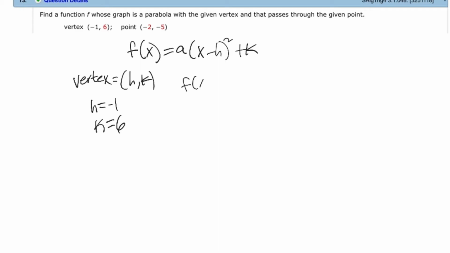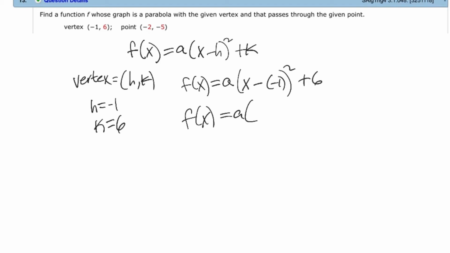So we have f(x) = a(x - (-1))^2 + 6. But when we subtract negative 1, we wind up with (x + 1)^2 + 6. Now we know that it passes through the point (-2, -5).